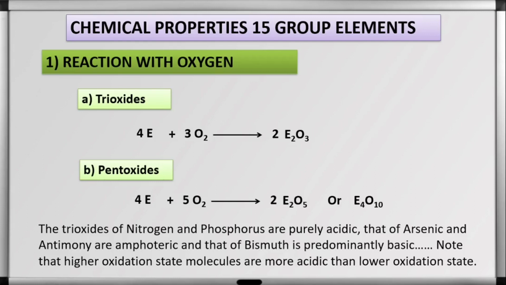And bismuth is predominantly basic in nature, the trioxide of bismuth is basic in nature. So this is a very important point. The trioxides of nitrogen and phosphorus will show acidic nature, the trioxides of arsenic and antimony show amphoteric nature, and bismuth shows basic nature. And note that the higher oxidation state oxides are more acidic than the lower oxidation state. That means the pentoxides show more acidity than the lower oxidation state trioxides.